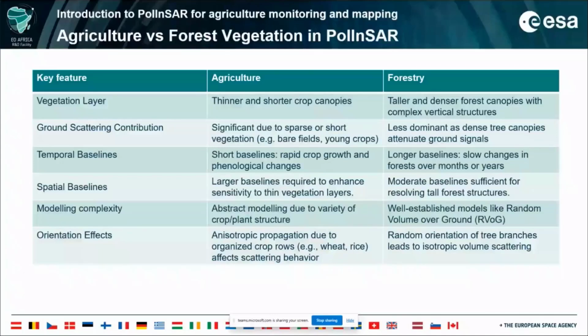There are also differences in modeling approaches. So the modeling for agriculture is more abstract due to the variety of crops and plant structures. However, when we talk about forestry, it is well established. For example, models like Random Volume over Ground, or RVoG, are effective. The random orientation of tree branches leads to isotropic volume scattering, simplifying the modeling process. With respect to anisotropic propagation due to organized crop rows, for example, in agriculture, that affects scattering behavior.